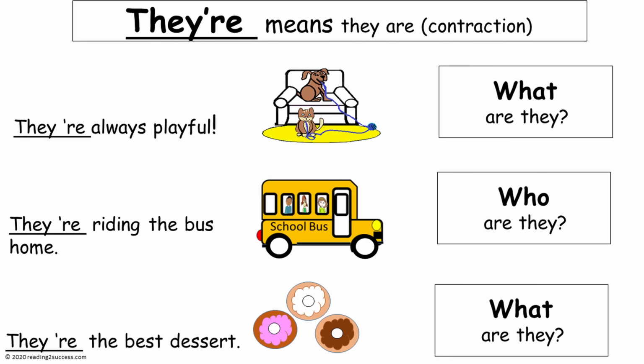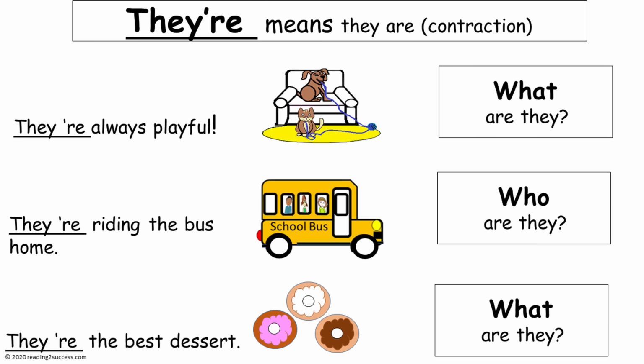Now introduce they're, T-H-E-Y apostrophe R-E, and it is a contraction that means they are. Read with the kids the first sentence. They're always playful. They're will answer the question, what are they?